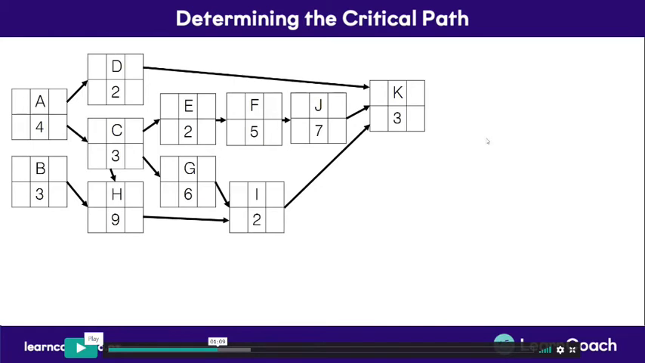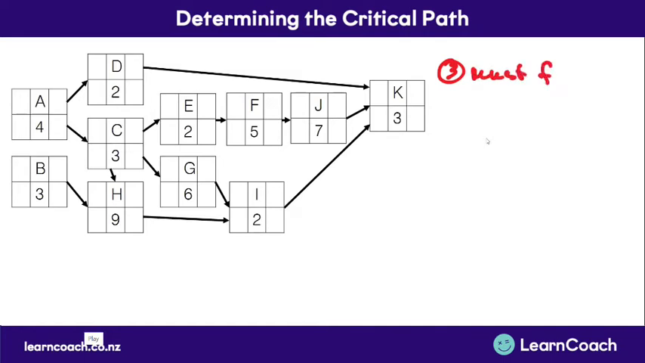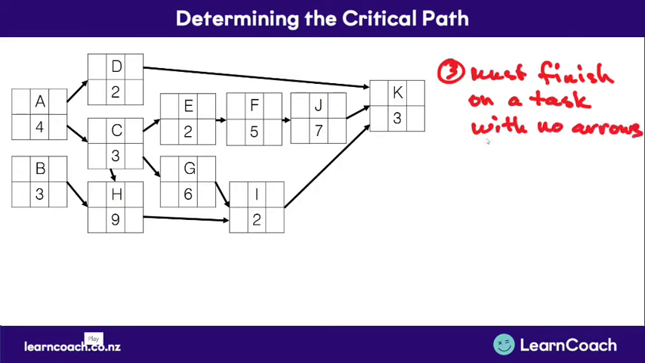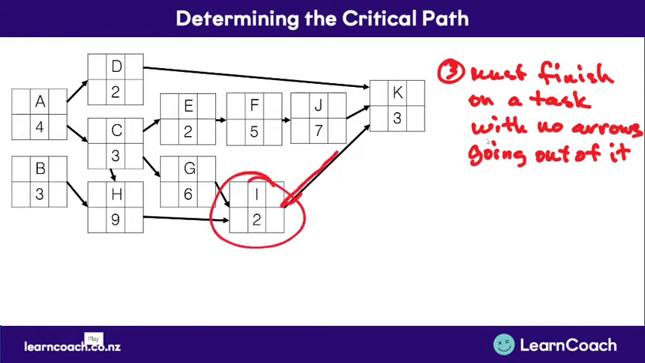Okay, so that's the third step. Must finish on a task with no arrows going out of it. Which makes sense because that's a kind of a termination. So couldn't finish with I because I has an arrow coming out of it, right? No matter what I do, I have to finish at K because it's the only box that doesn't have some arrows coming out of it.